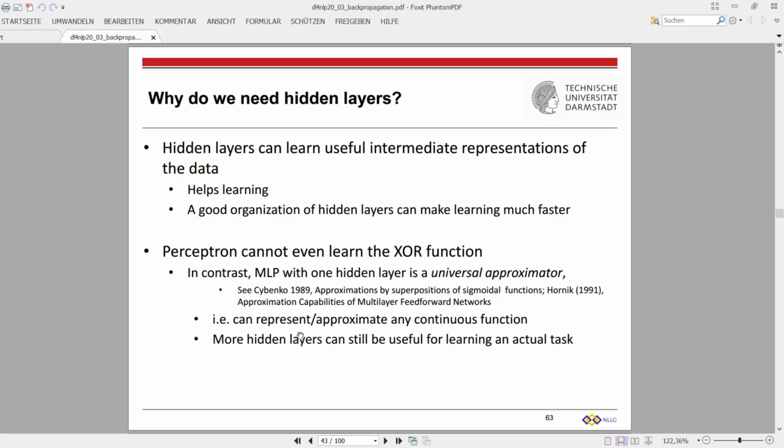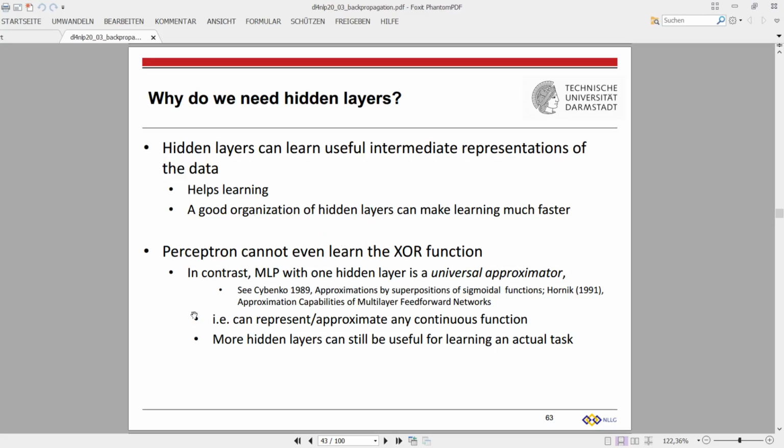So this is the setup of a deep neural network. Why do we need the hidden layers at all? First, they can be useful in learning some intermediate representation of the data. This could help learning, and it can make learning much faster. So having these hidden layers can make learning faster and maybe find better solutions. While in theory, just one hidden layer suffices. There's a theorem that a single hidden layer is in principle sufficient. But in practice, having multiple of them can make life easier.